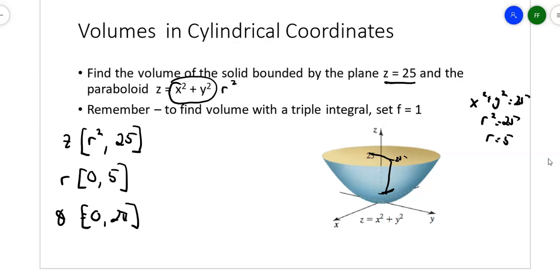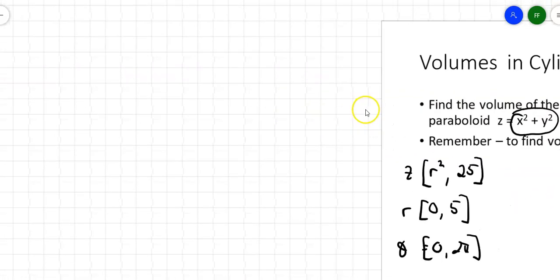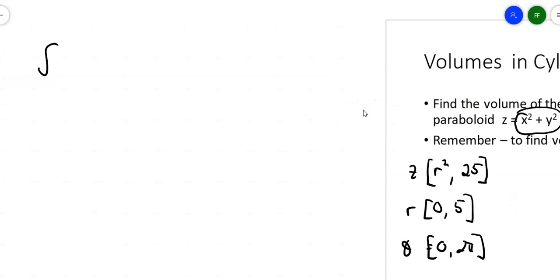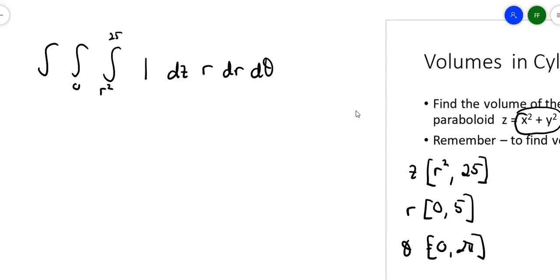All right, so when I set this up, this is not bad at all. I'll end up with a triple integral of 1 dz r dr d theta, where we said the z's went from r squared to 25, the r's went from 0 to 5, and the thetas went from 0 to 2 pi. Right, so this inside piece over here is simply going to give me 25 minus r squared.